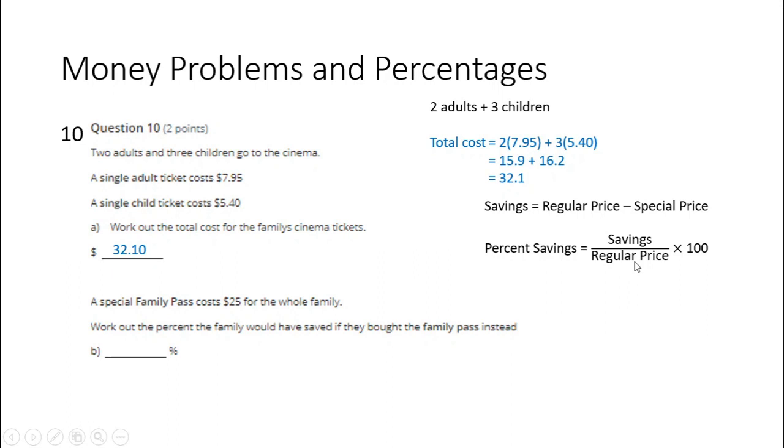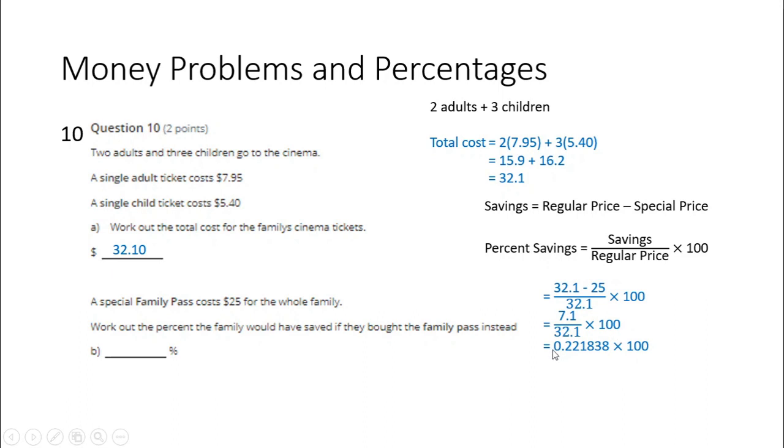Okay, so we're going to do 32.1 minus the 25 that we would have had to pay with this sale price, over the 32.1. And to turn that into a percentage, we always have to times our fraction by 100. So that's going to be 7.1. We would have saved $7.10 out of $32.10. That fraction, to turn it into a percentage, top divided by bottom, and multiply by 100.